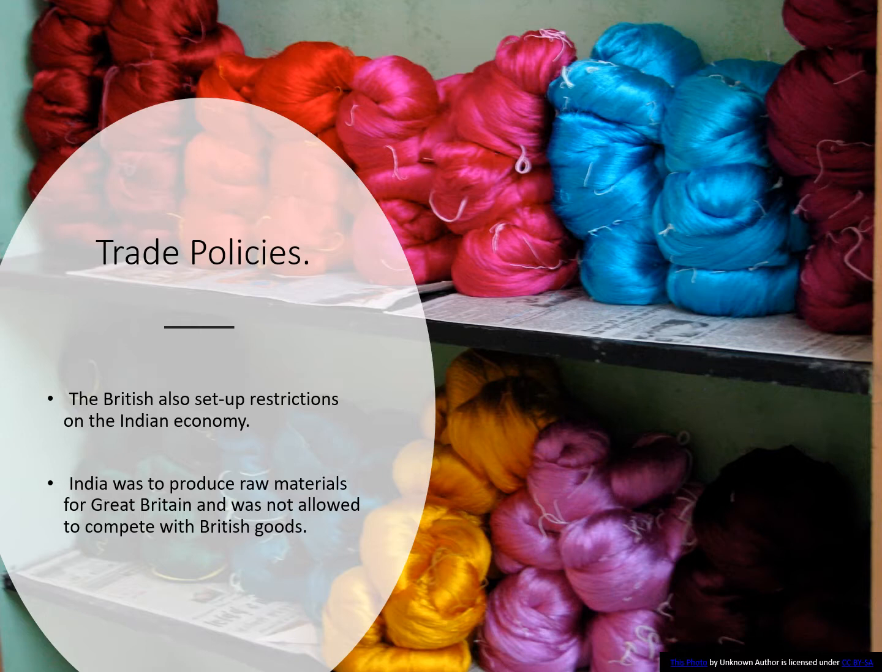But Indian silk was to be produced along with other raw materials for Great Britain, and India was not allowed to compete with British goods, meaning that India could only buy goods and other things from Great Britain. Remember, even with the American colonies, they were forced to only buy certain things prior to our own country's independence. We had to buy tea from the East India Company and things like that. So India has the same type of scenario with Great Britain.